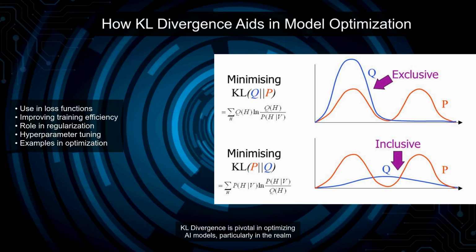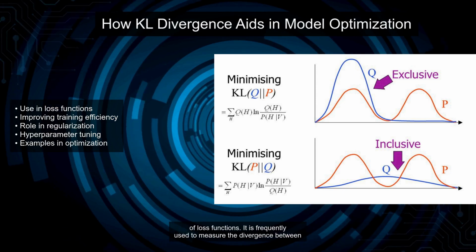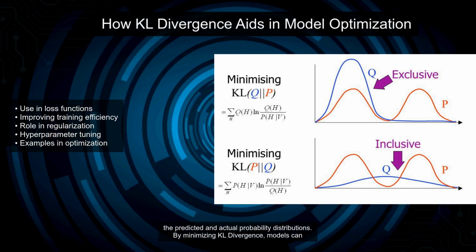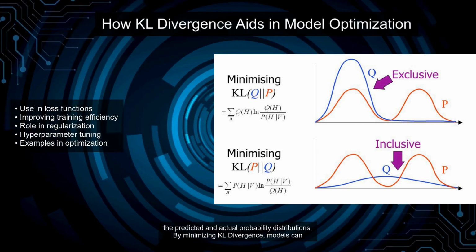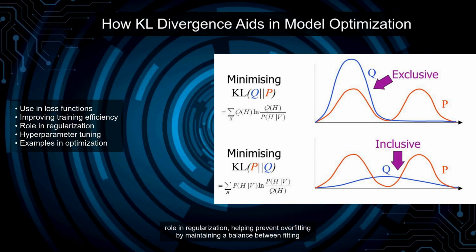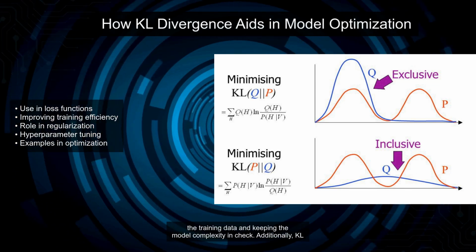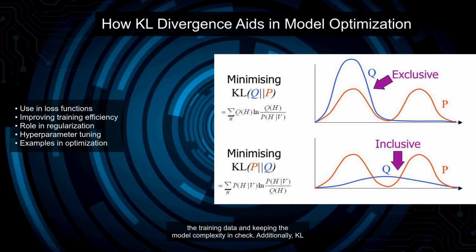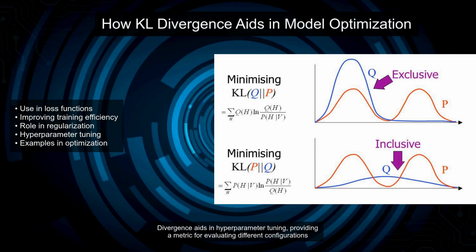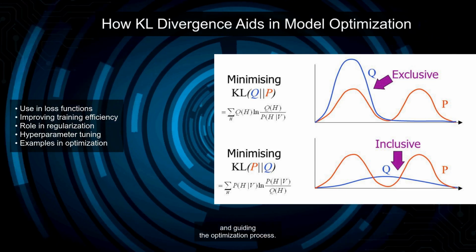KL divergence is pivotal in optimizing AI models, particularly in the realm of loss functions. It is frequently used to measure the divergence between the predicted and actual probability distributions. By minimizing KL divergence, models can achieve more accurate predictions and efficient training processes. It also plays a role in regularization, helping prevent overfitting by maintaining a balance between fitting the training data and keeping the model complexity in check. Additionally, KL divergence aids in hyperparameter tuning, providing a metric for evaluating different configurations and guiding the optimization process.